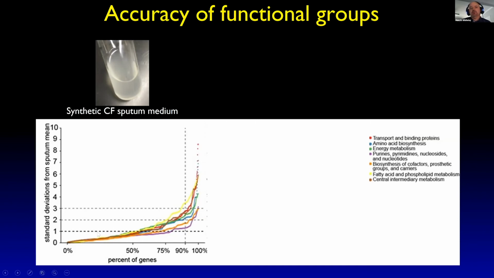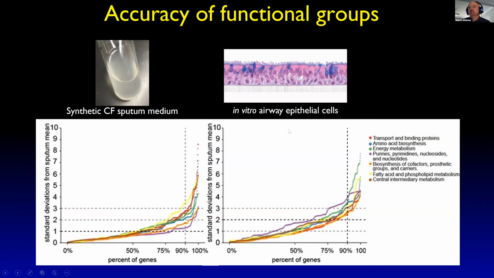I'm not going to go through this, but here's our AS2. What you see is that some sets of genes do really well, like this purple line. Some do pretty poorly, like this yellow line. This is in our synthetic sputum. But if you look at the airway epithelial cells, the purple line does really badly compared to here, but the yellow line does better. So I'm showing you this because you can begin to see that the models are failing and succeeding in different ways.